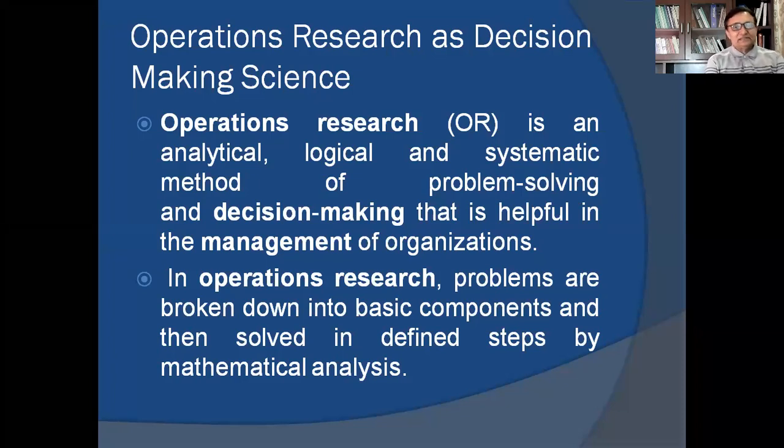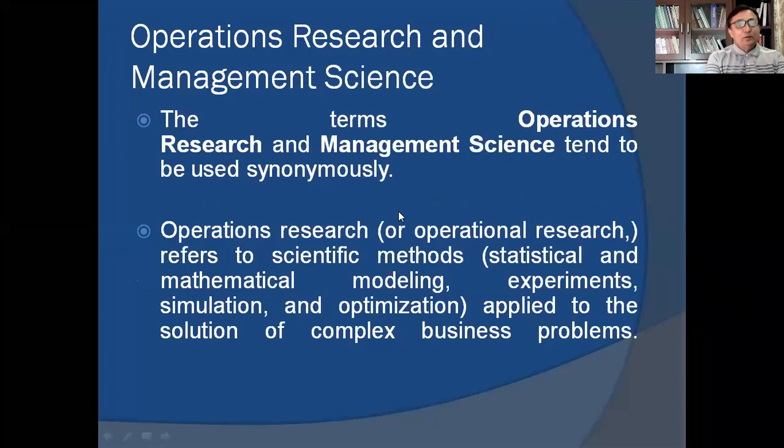The information or the results of the techniques of operation research help the manager to take various decisions. So operation research is regarded as a management science. It is also considered management science because many books treat and define these terms synonymously. So operation research refers to scientific methods, statistical methods, modeling, experiments, simulation, and optimization. We'll be using various techniques, and the proofs have been there.